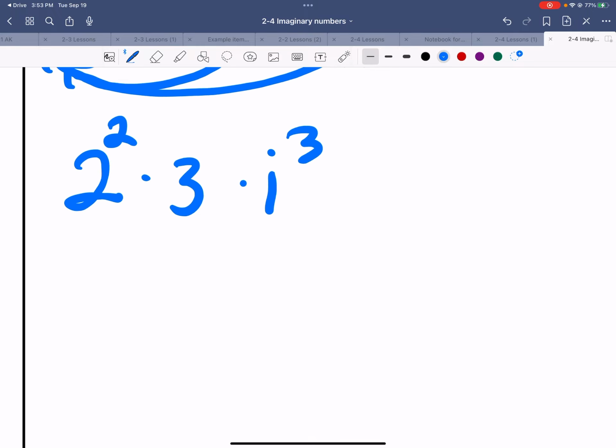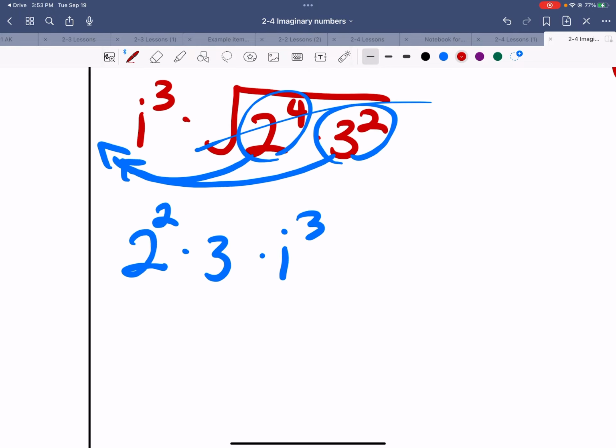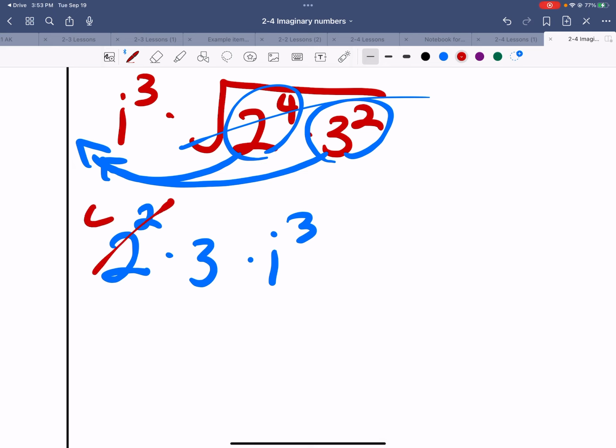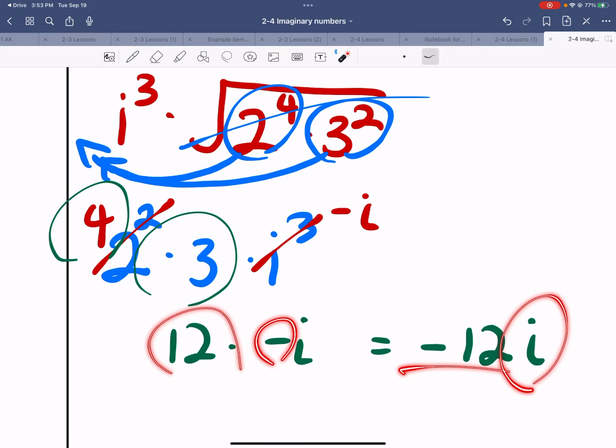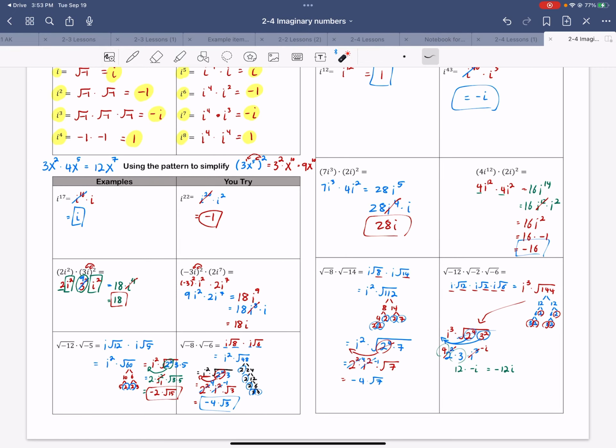All right, let's simplify. 2 squared is equal to 4. And 3 is 3. I to the third power is the same thing as negative I. So let's do this. 4 times 3 is 12. 12 times negative I is going to be negative 12I. Simply, negative times 12 is negative, and I. Okay. So that's about it.